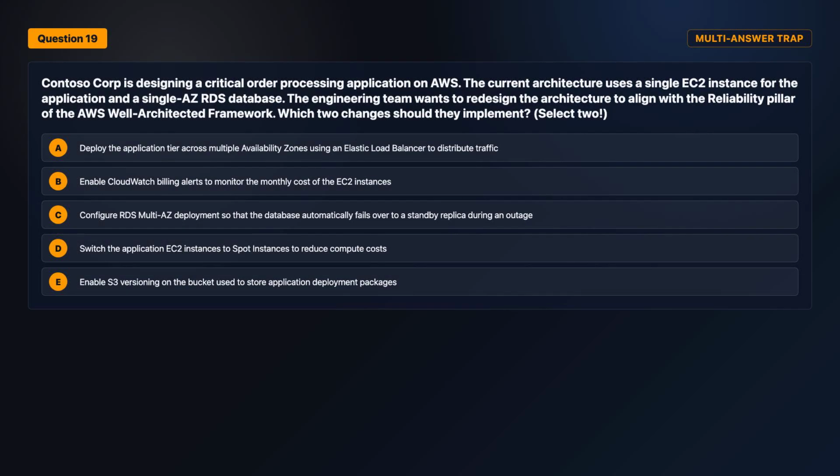All right, question 19. Pick the complete answer. Conteso Corp is designing a critical order processing application on AWS. The current architecture uses a single EC2 instance for the application and a single RDS database. The engineering team wants to redesign the architecture to align with the reliability pillar of the AWS Well-Architected Framework. Which two changes should they implement? Select 2. Review the answer choices on screen.